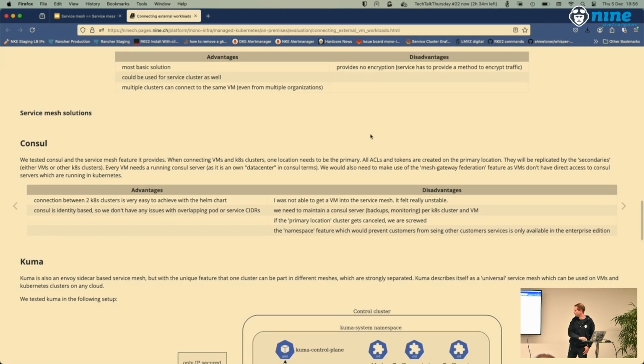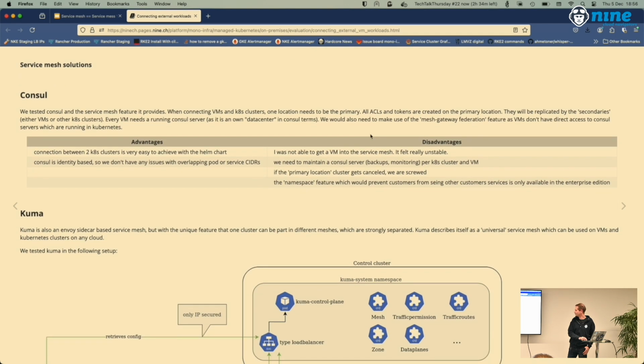Consul, we also had a look at. Don't read the first disadvantage, it's pretty harsh. Let's say Consul also wasn't something we did consider, also because you need to run a Consul server per K8s cluster and per VM, which is already quite some overhead. We didn't want to do that, really.